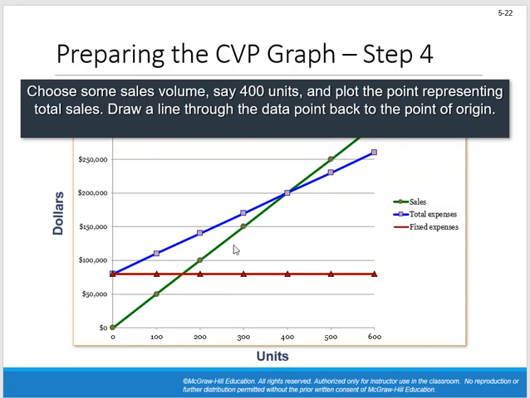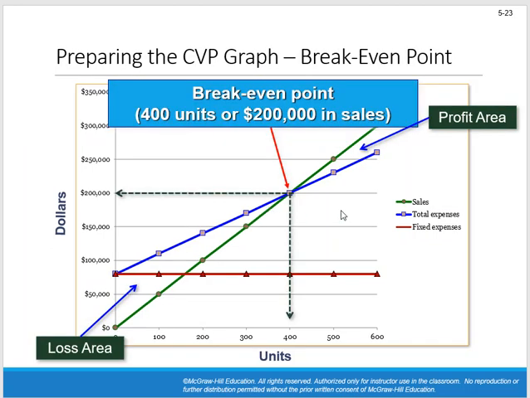That's our green line. And what's cool about the CVP graph, I love a good CVP graph. I know that's kind of nerdy, but it's true. Where the blue and the green line intersect, where sales equal total expenses, of course, is at 400 units, our break even. So when sales are 200,000 and our total expenses, variable and fixed, are 200,000, we're of course at our break even point. And what we see up and to the right is what we call the profit area, and down and to the left is our loss area.